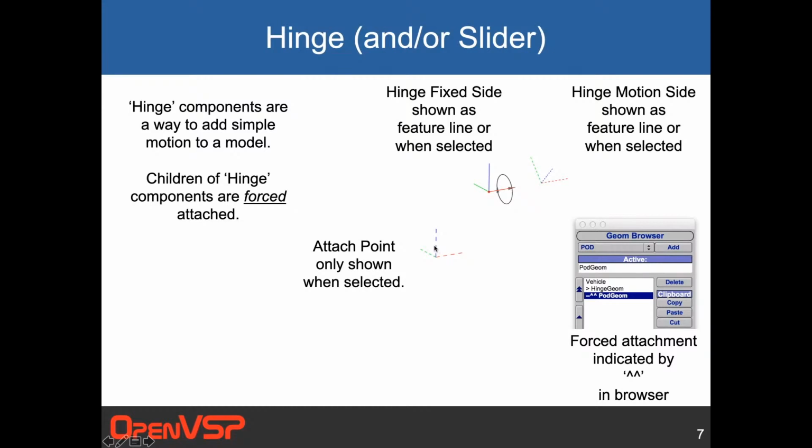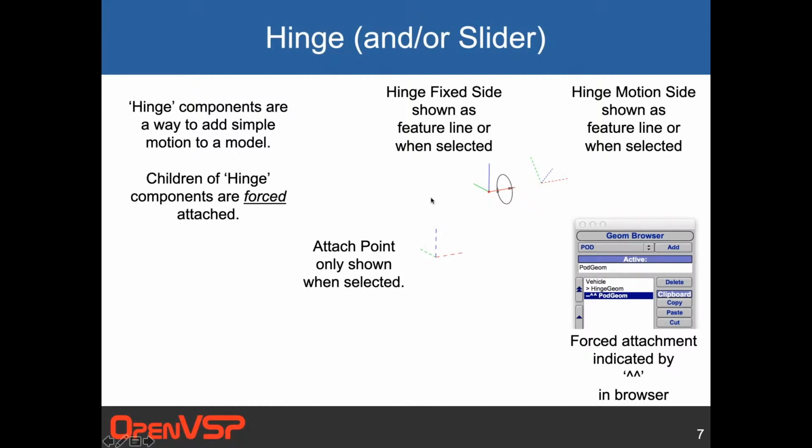But there's a few things that are different. First, notice that on a hinge, there's a double arrow. And what that means is the hinge forces all children to always be attached to the parent. It just doesn't make sense to have a hinge where the children are not attached. So that gets forced, and the double arrow represents that forcing.